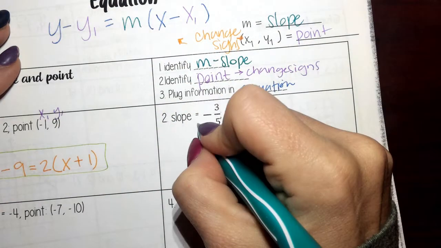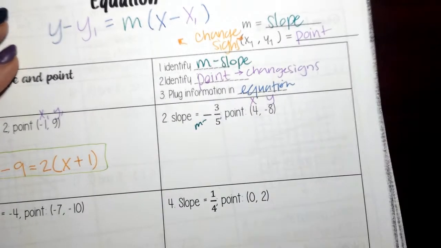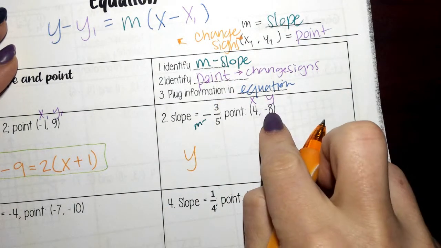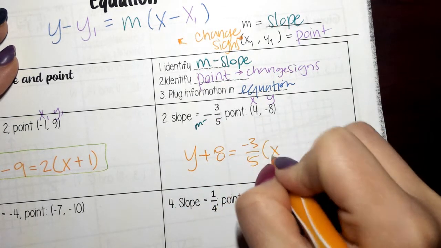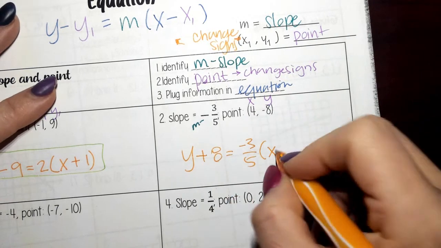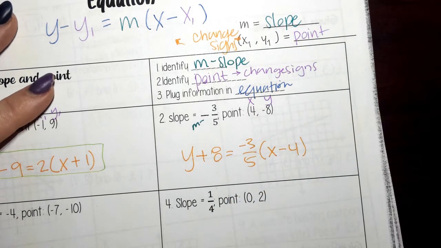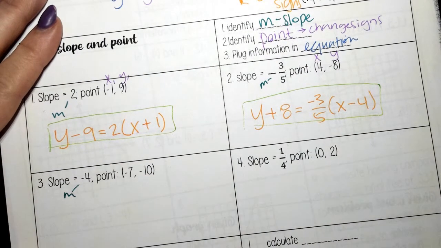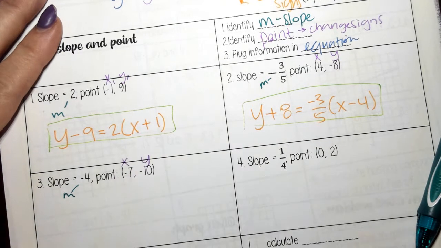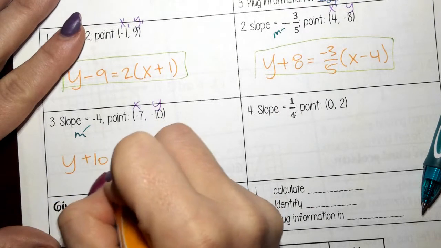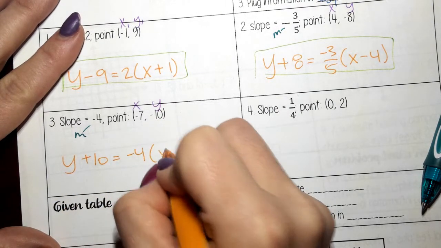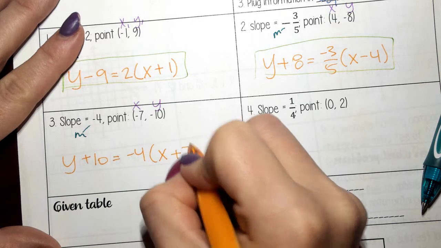So my slope and my point. So y, negative 8 to plus 8, equals negative 3/5 x. That's a positive 4, so minus 4. This is my m, this is my x, and this is my y. So we've got y, negative 10 is a plus 10, equals negative 4 times x. Negative 7 is a plus 7.